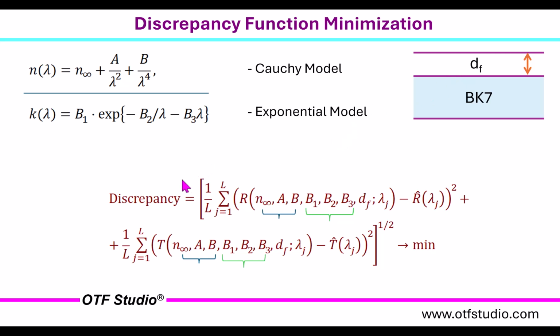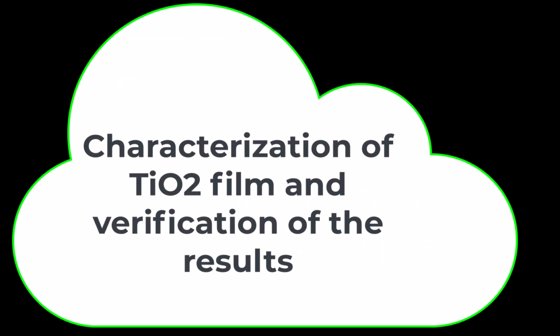Then we can compose a discrepancy function which estimates the deviations between model spectral characteristics, reflectance and transmittance, and the corresponding experimental characteristics, reflectance and transmittance. And we will minimize this discrepancy function with respect to 7 model parameters: 3 for the Cauchy model, 3 for extinction coefficient, and film thickness.